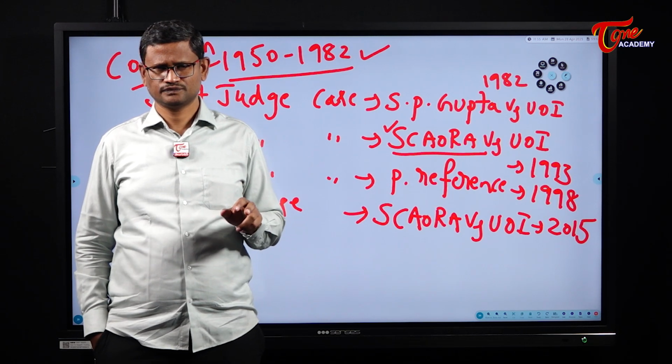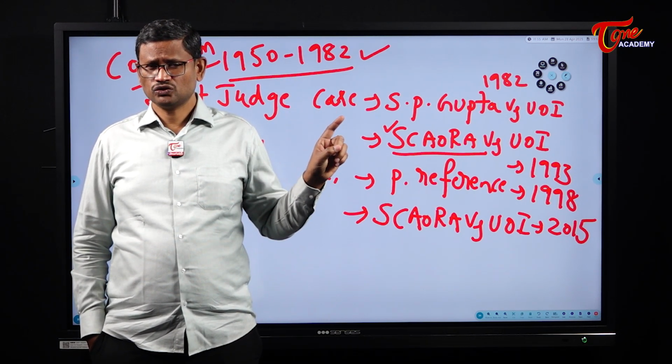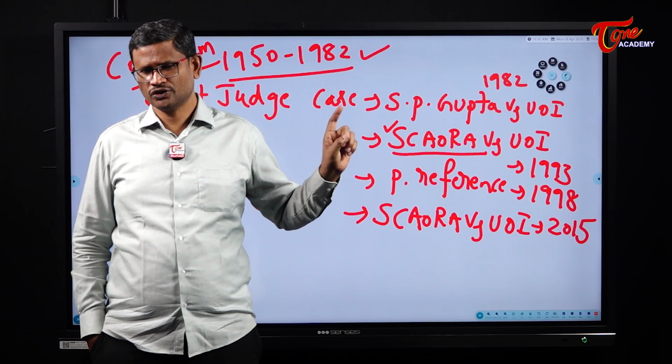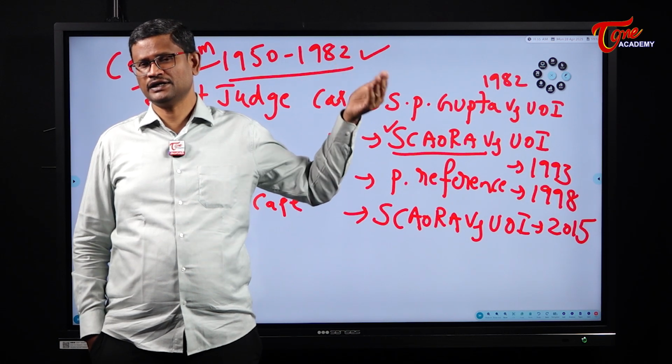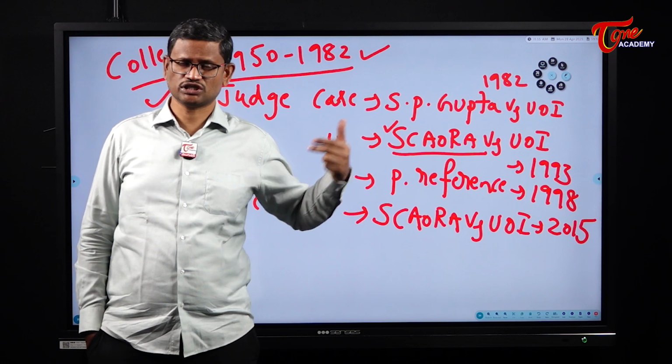So in other words, from 1950 to 1982, both executive and judiciary had an equal role. In 1982, executive was given primacy. But in 1993, the primacy, the importance, is given to the judicial branch.